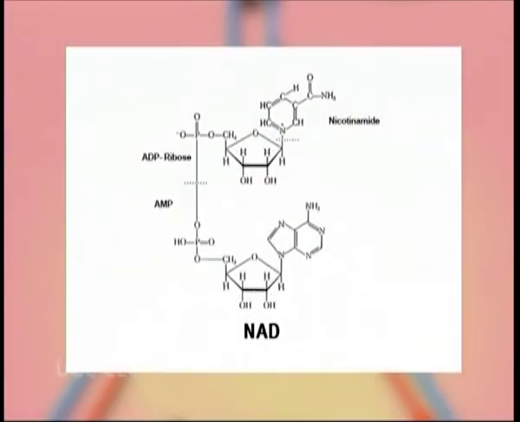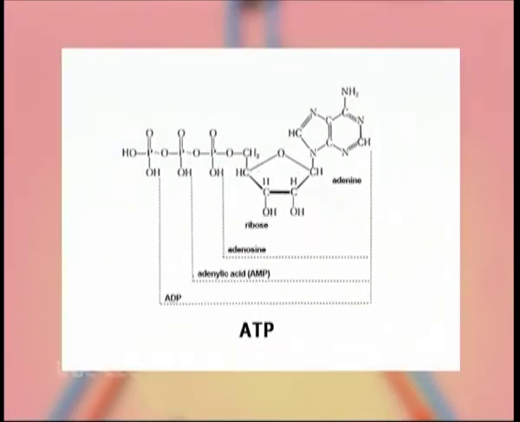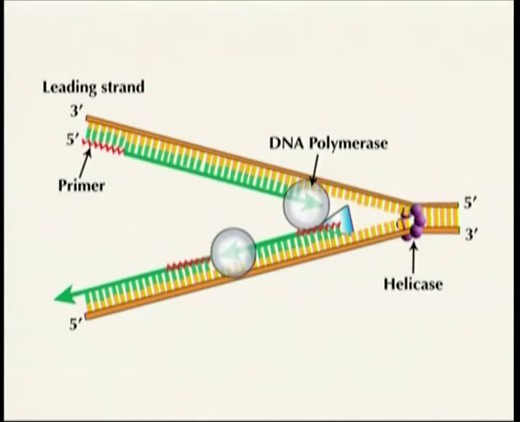DNA ligase catalyzes the covalent closure of nicks in DNA molecules by using energy from NAD, nicotinamide adenine dinucleotide, or ATP, adenosine triphosphate. Helicase, the enzyme also referred to as unwinding proteins, is responsible for the melting of DNA and formation of single-stranded DNA at the beginning of the replication fork.